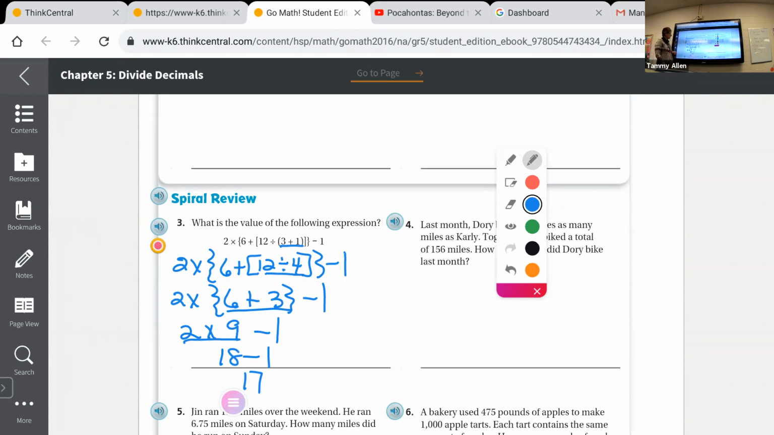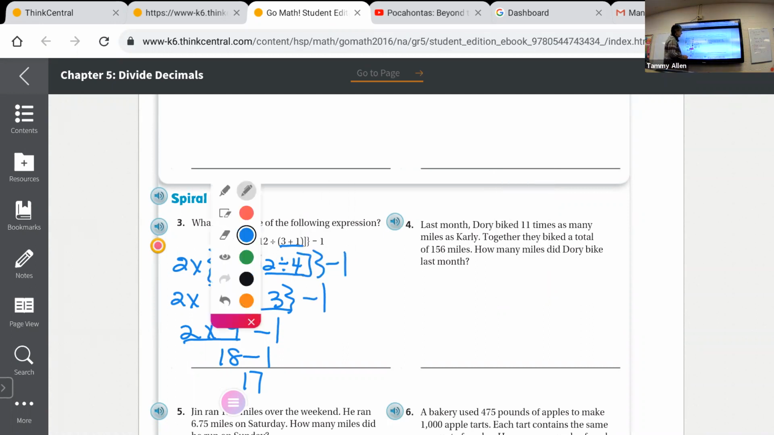Okay. All right. Let's take a look over here. Last month, Dory biked 11 times as many miles as Carly, and together they biked a total of 156 miles. What would our picture look like? Lane? Dory has 11 boxes and Carly has 1.